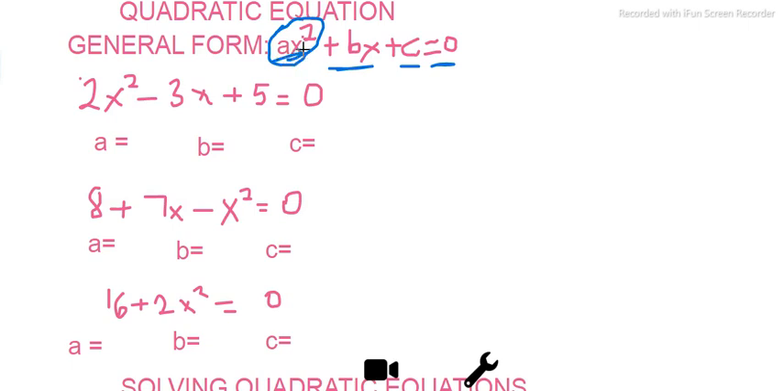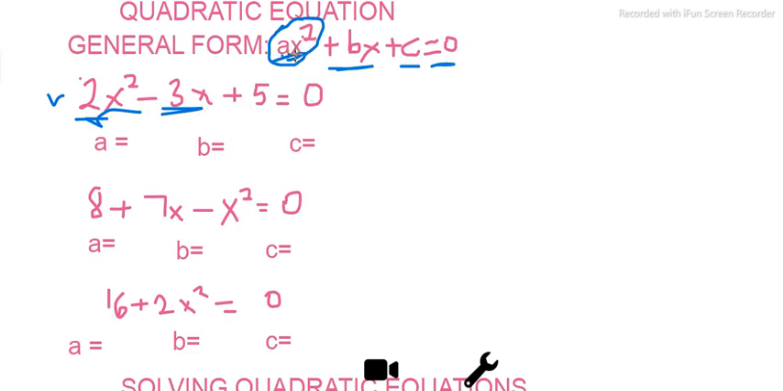So a is the coefficient of the variable when it is raised to power 2. That is, the number at the front of the variable that is raised to power 2 is a. The one before the variable alone is b. Then the one that does not have the variable at all is c, that is a constant term. So we look at an example here. I have this quadratic equation: 2x squared minus 3x plus 5 equals 0.